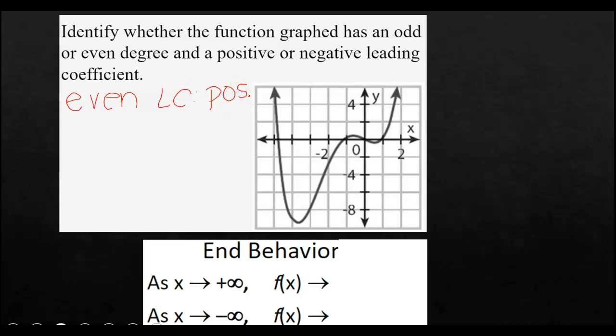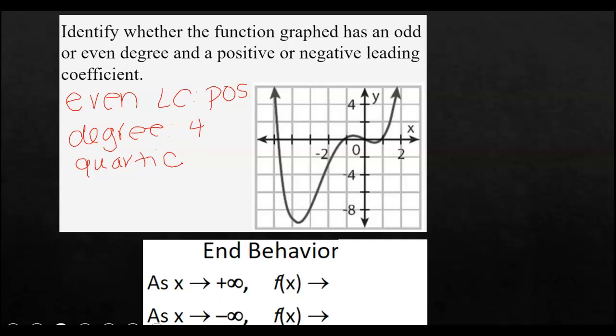How many max or mins? 3. 3 max or mins. Therefore, the degree is 4, because you count 1 slant, 2 slant, 3 slant, 4 slant. A degree 4 is called a quartic. So it is a positive, even, degree 4 quartic.